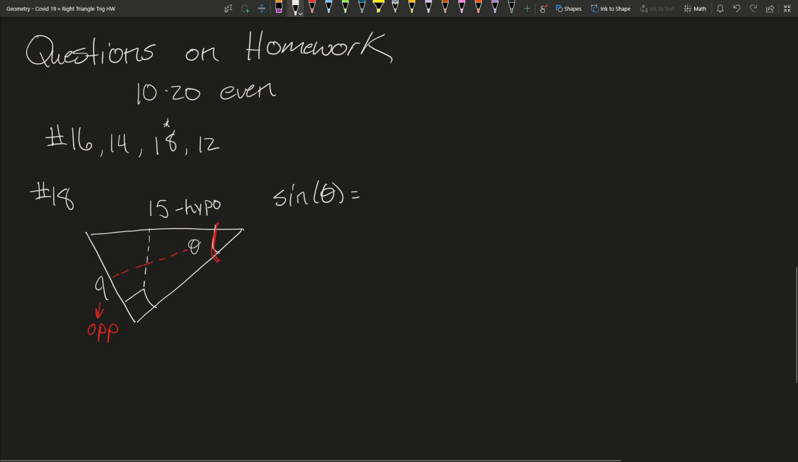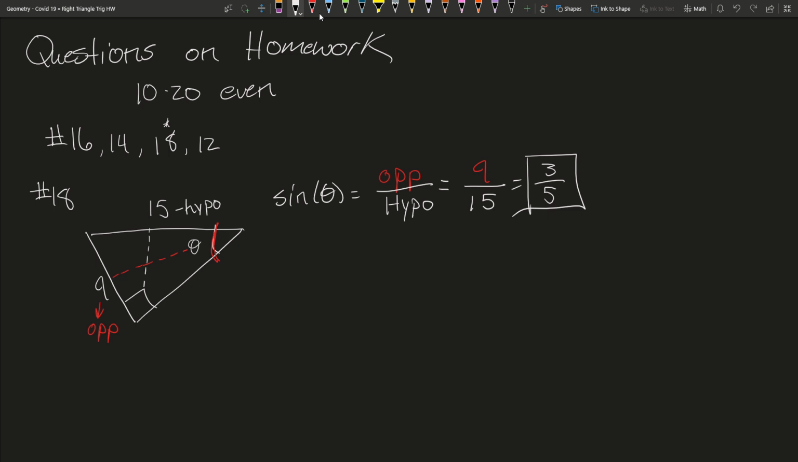From SOHCAHTOA, sine is opposite over hypotenuse. So we defined our sides, we defined what sides we need, and we don't actually need to find any other side. We already have it. Our opposite side is 9, and our hypotenuse is 15, which then can simplify into 3/5. And then we're done. So, questions on 18.